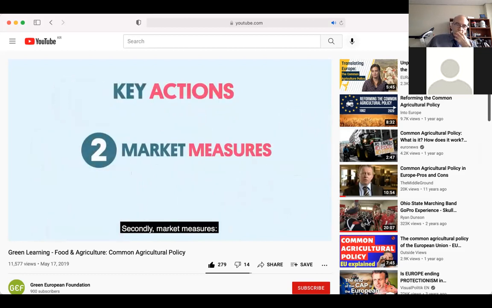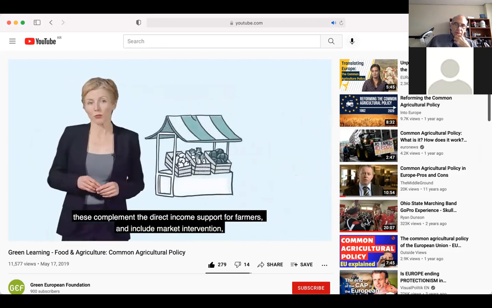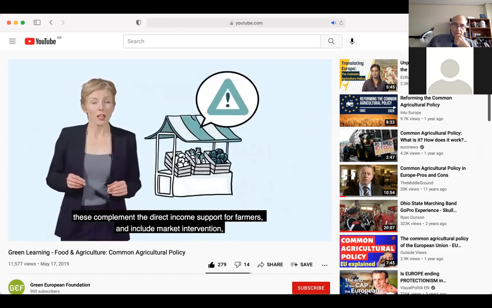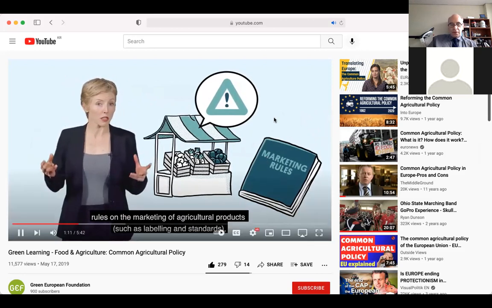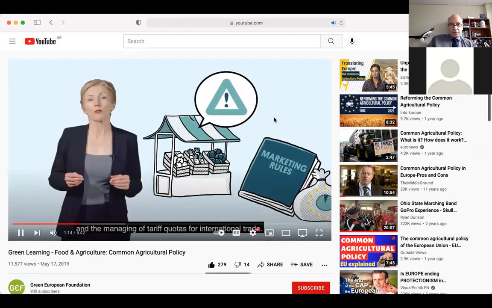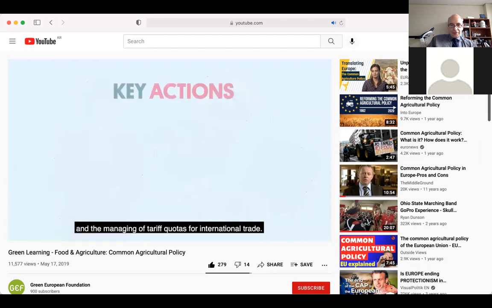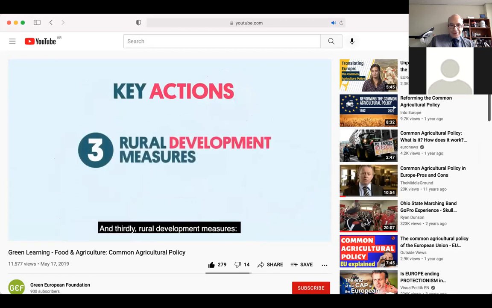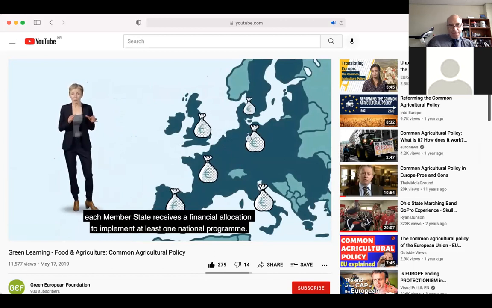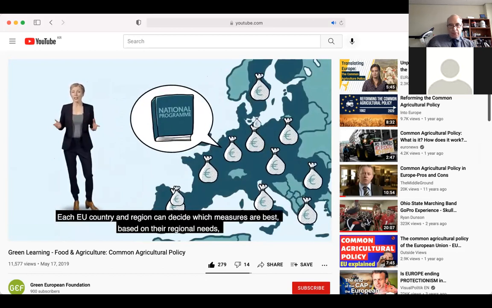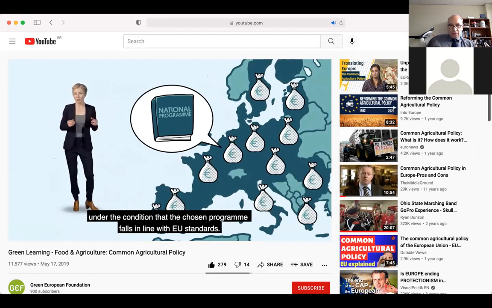Secondly, market measures. These complement the direct income support for farmers and include market intervention, a provision of sector-specific support, rules on the marketing of agricultural products such as labeling and standards, and the managing of tariff quotas for international trade. And thirdly, rural development measures. Each member state receives a financial allocation to implement at least one national program. Each EU country and region can decide which measures are best based on their regional needs, under the condition that the chosen program falls in line with EU standards.